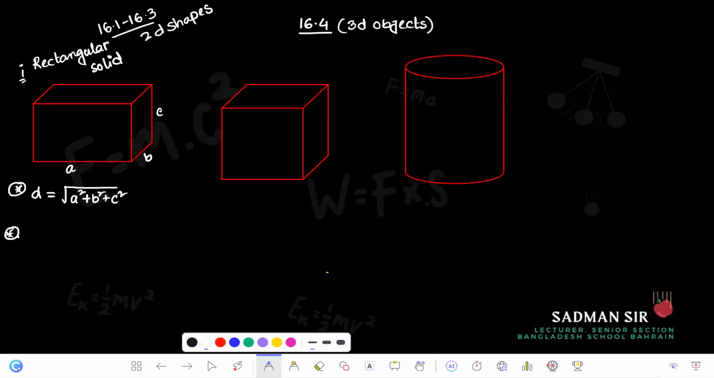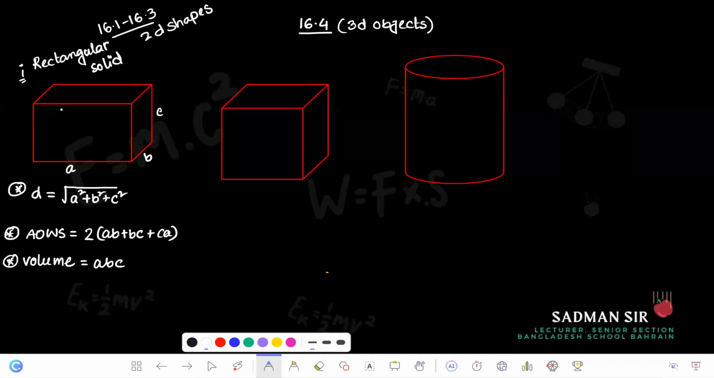Then they might ask us to find the area of whole surface. I'm writing in short, but you have to write in detail, the full form: area of whole surface. The formula to find the area of whole surface is twice of ab plus bc plus ca. And finally, the volume: abc, length into breadth into height.